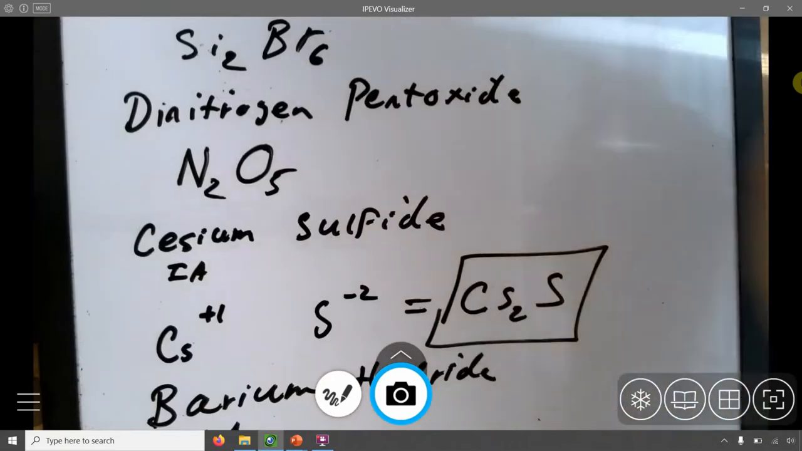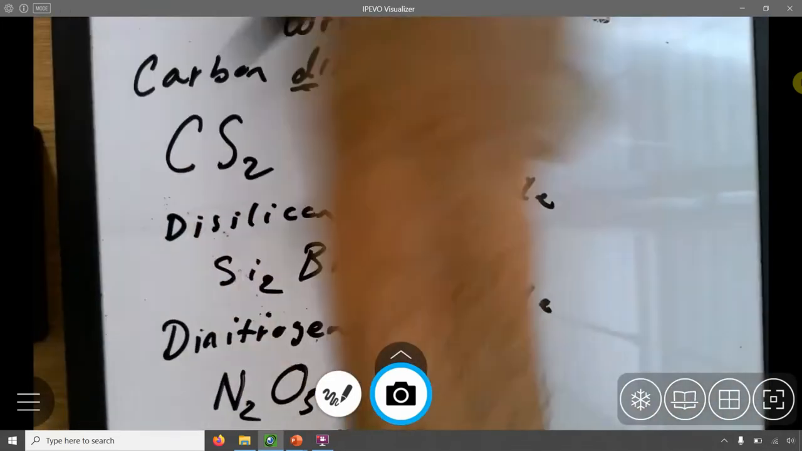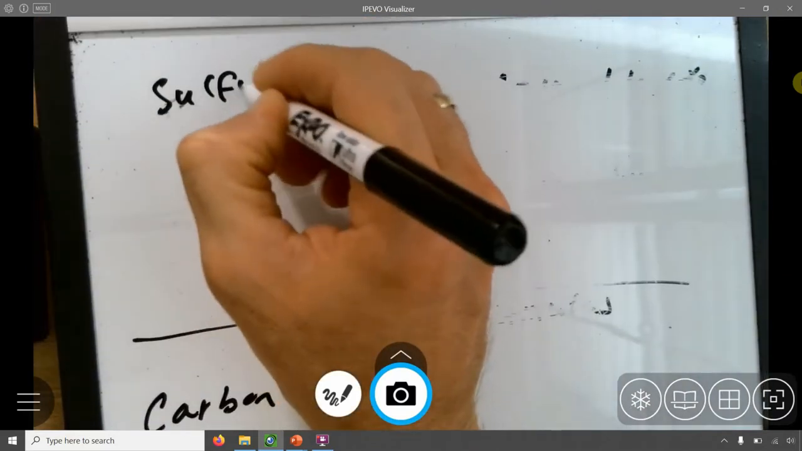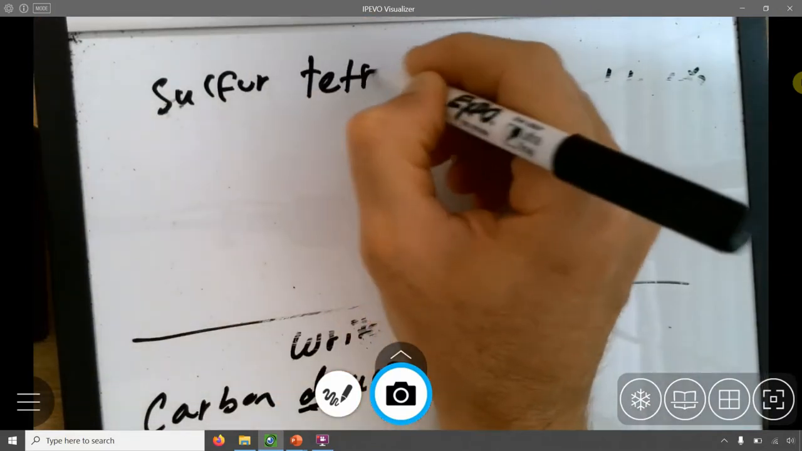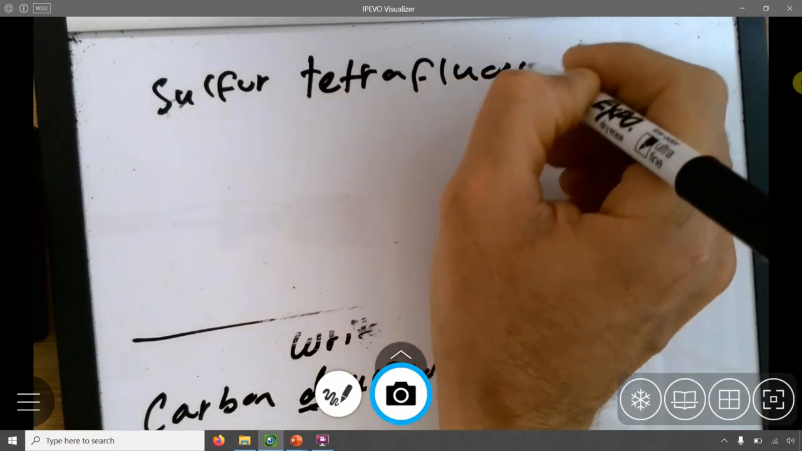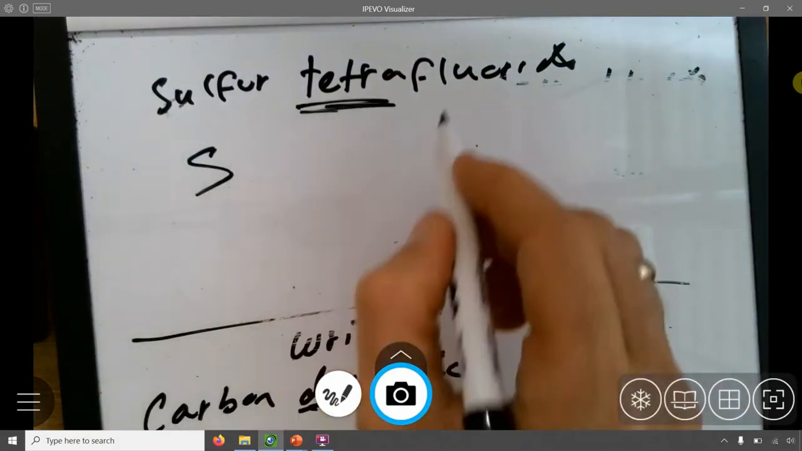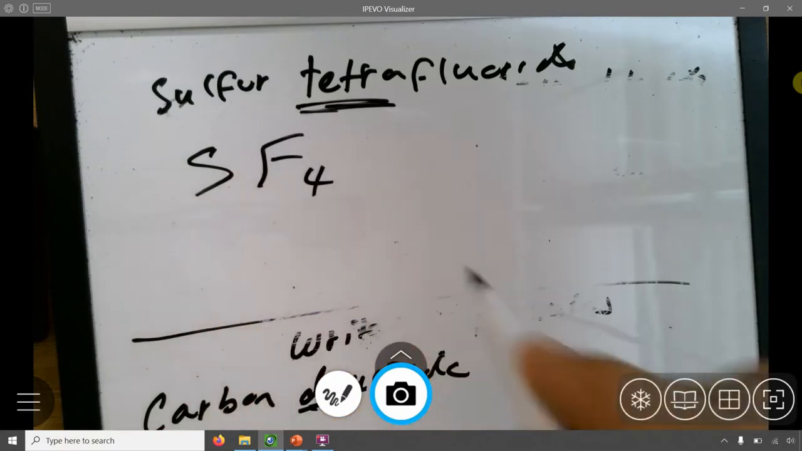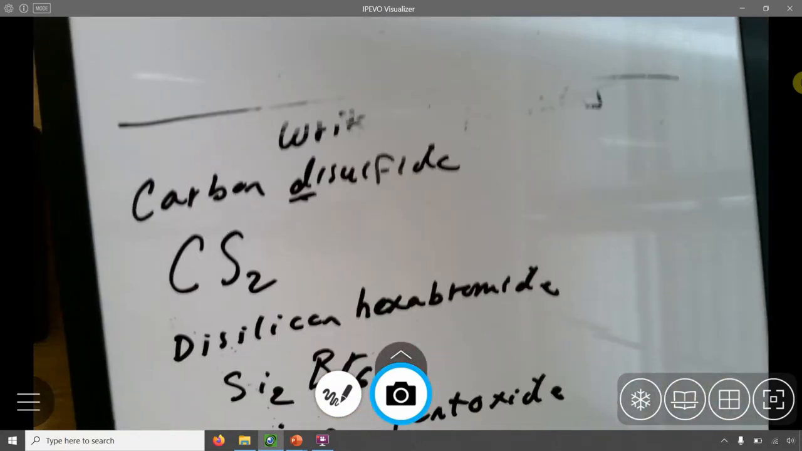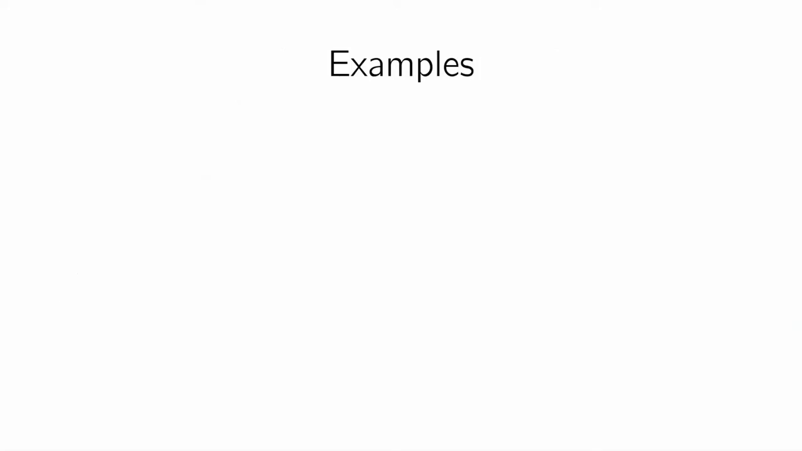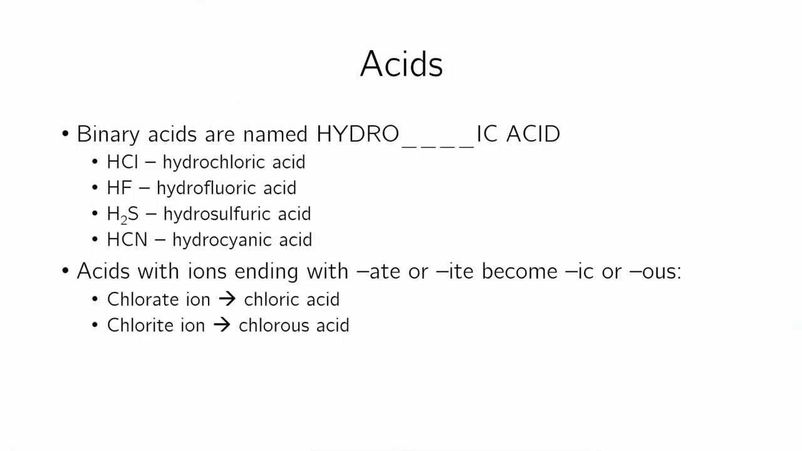Okay, and then I'll do sulfur tetrafluoride. Last one. Sulfur, S, tetrafluoride, this tells me that it's molecular too. Done. Tetrafluoride, SF4. Okay. That's it. Now, that's molecular compounds.